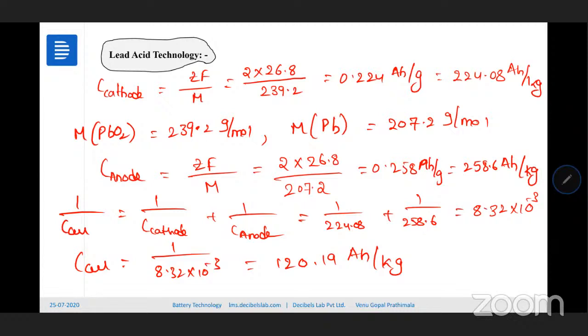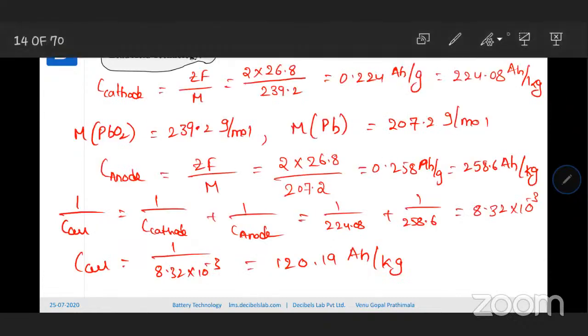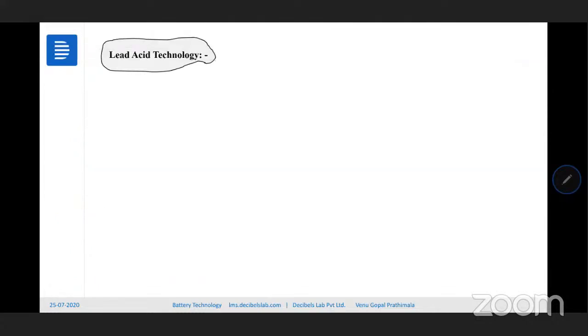So once you know the cell voltage and the cell capacity, the final thing left out is calculation of energy, specific energy. So how to calculate the specific energy? First I'll write what is the unit of specific energy so that you'll understand what exactly it is. Specific energy is watt hour per kg. Okay. It means the amount of energy that is present in 1 kg of the material.